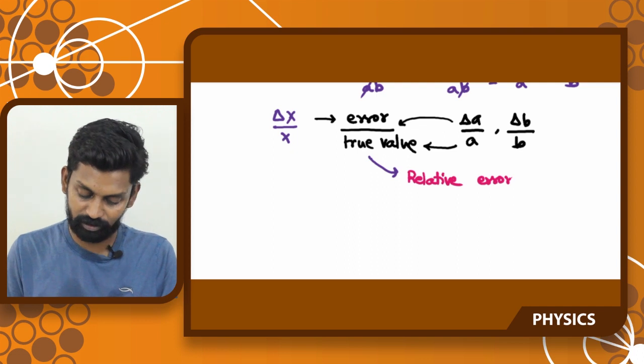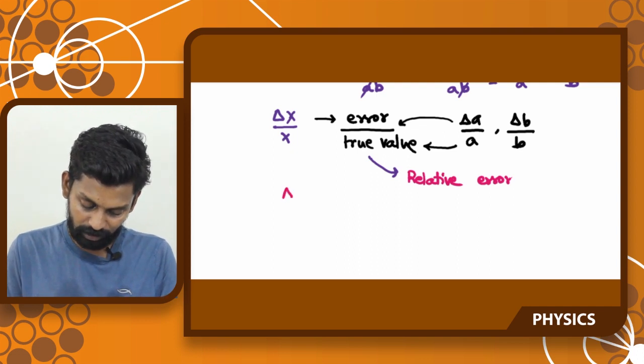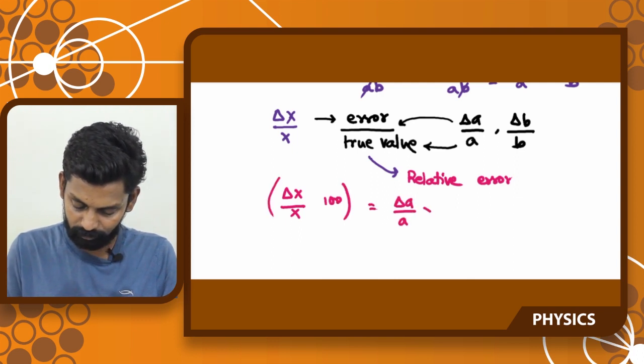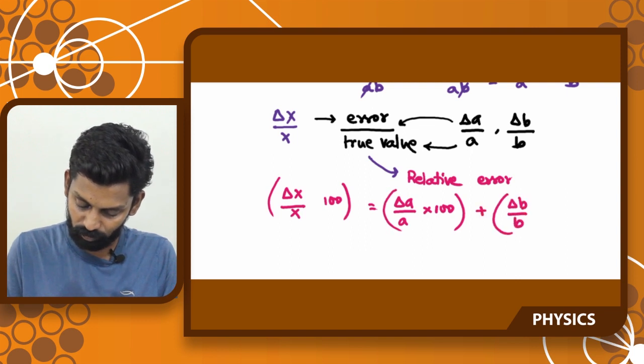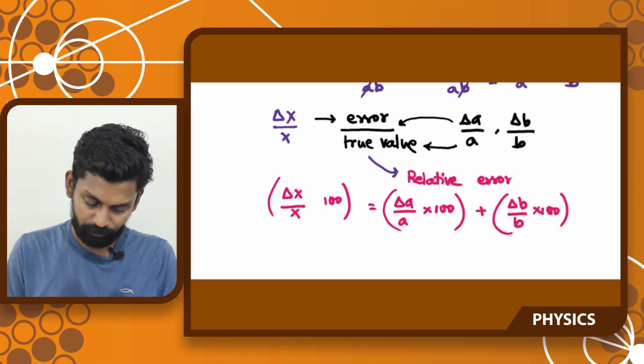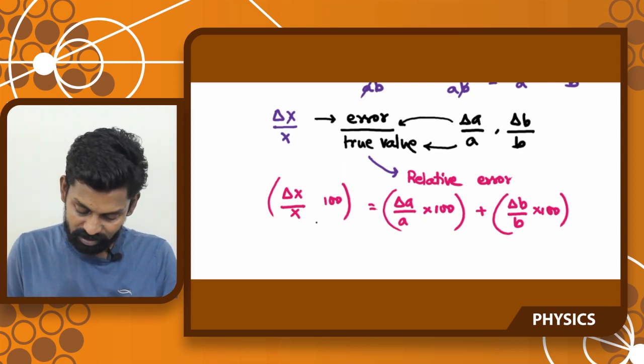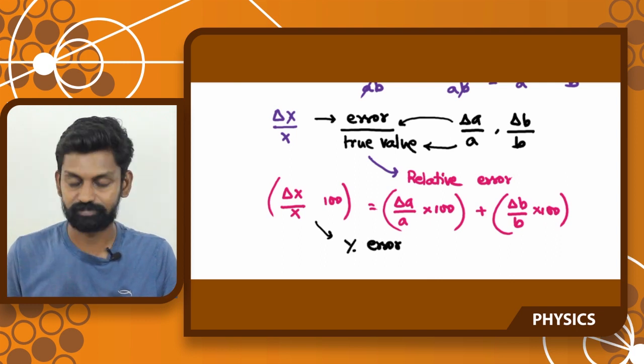And if you multiply the terms by 100, so what do you get? Delta x by x into 100 is equal to delta A by A into 100 plus delta B by B into 100. So, here when you multiply the relative error with 100, it is called percentage error. So these are all percentage errors.